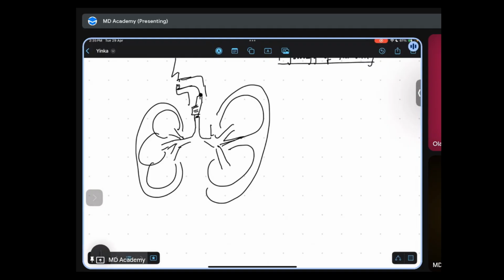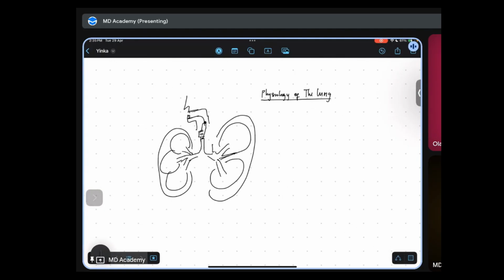Make sense? And that's because of the mediastinum, right? The mediastinum occupies a huge chunk of the lungs on the left side, not true? Yeah.